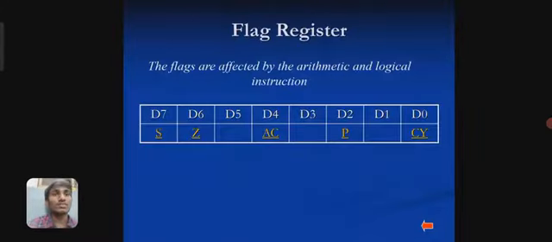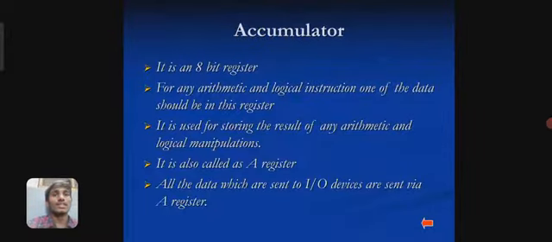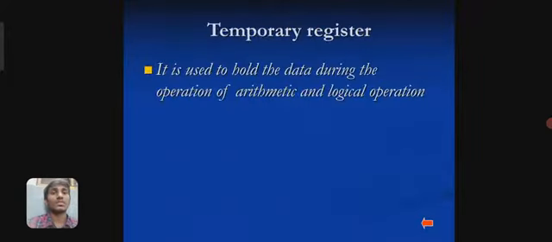The flags are affected by arithmetic and logical instructions, which are D7 denoted as S, D6 as Z, D4 as AC, D2 as P, and D0 as CY. The accumulator is an 8-bit register used for arithmetic and logical instructions. One of the data operands should be in this register, and it is used for storing the result of any arithmetic and logical manipulation. It is also called the A register, and all the data which are sent to input and output devices are sent via this register.